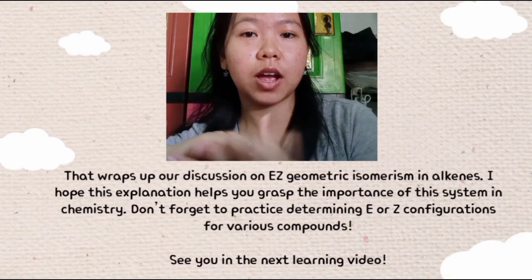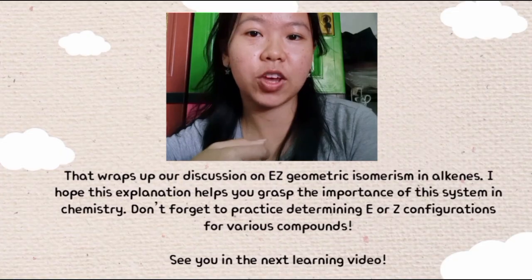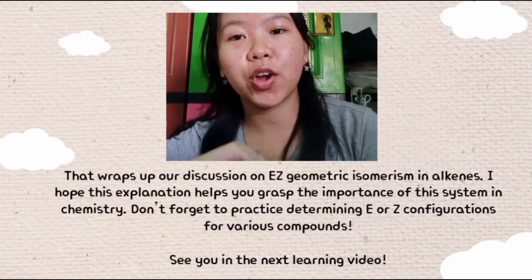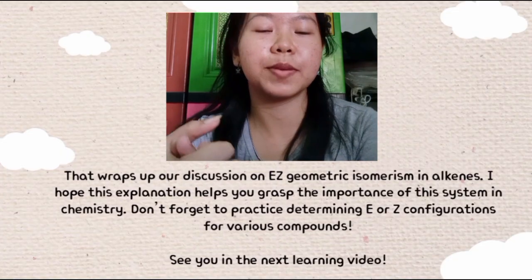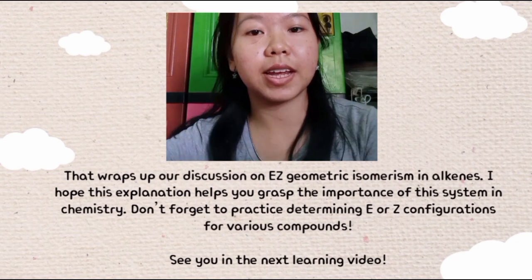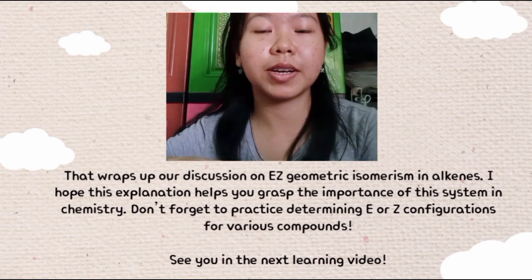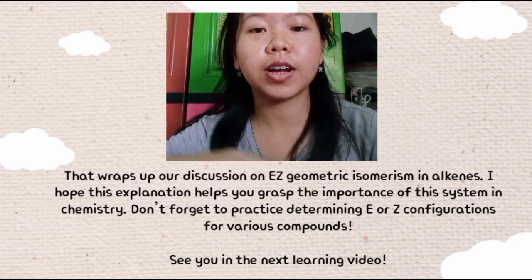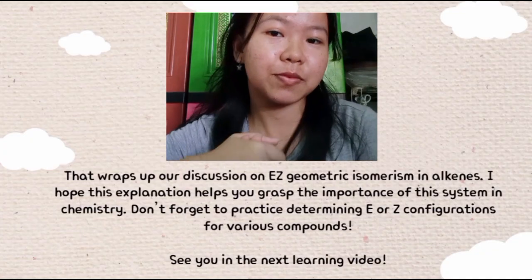Okay, that wraps up our discussion on E-Z geometric isomerism in alkenes. I hope this explanation helps you grasp the importance of the system in chemistry. Don't forget to practice determining E or Z configuration for various compounds. See you in the next learning video.